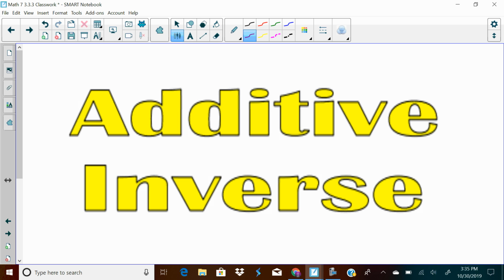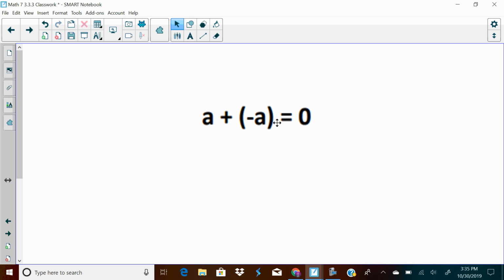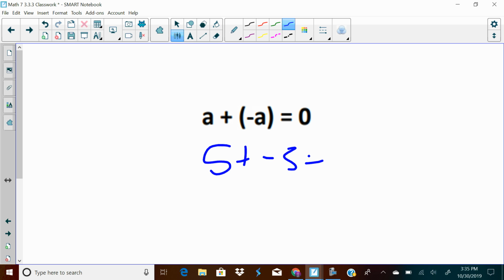The additive inverse property, this is where when I add together opposites, I get 0. So A plus negative A equals 0. I can say 5 plus negative 5 equals 0. So anytime I add opposites, I get 0.